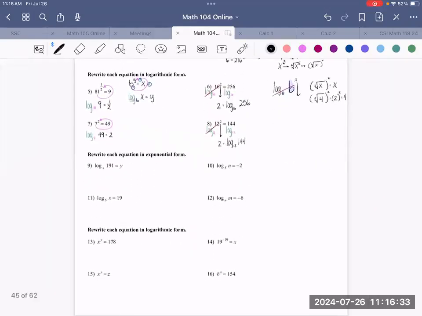Now we'll do a few more. Notice that this time we have a few more variables. Pick whatever method that you like the best, and then we can go from there.